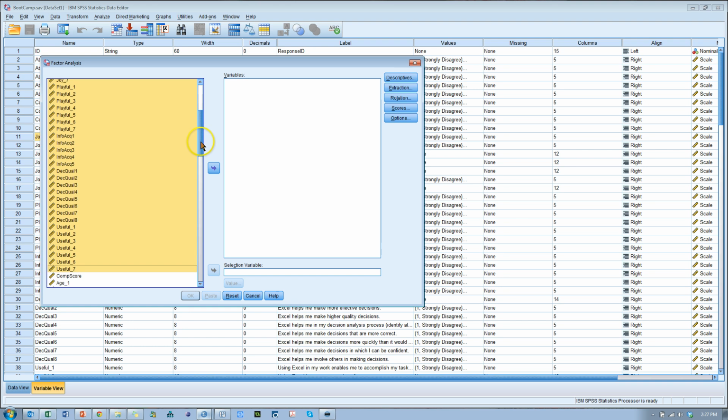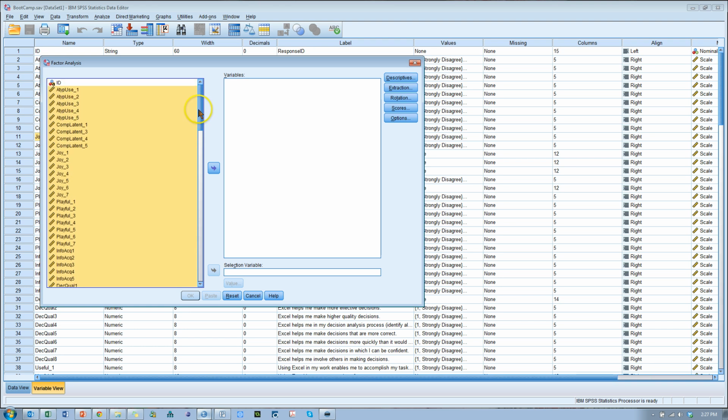But not the control. Not the controls. Yeah, good question. You only want to throw in your latent factors, right? You're trying to see a latent structure. So you wouldn't throw in things like age, education. Those would not factor into latent variables. So, you guys good? Atypical use all the way down to useful 7.